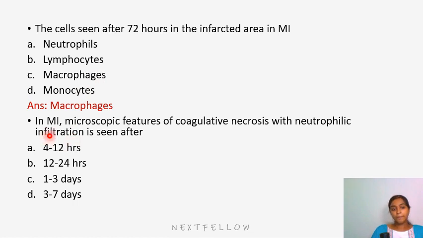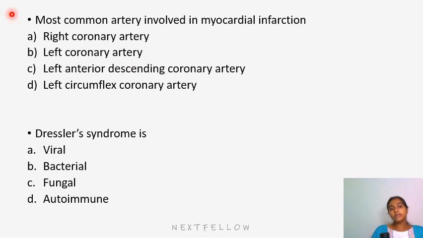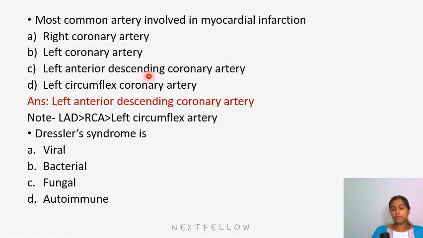Next question, in MI, the microscopic feature of coagulative necrosis with neutrophilic infiltration is seen within 1 to 3 days. Next question, the earliest microscopic change in MI is waviness of the fibers. Next question, troponin T is a marker of, we have already discussed, ischemic heart disease, that is MI. Next, the most common artery involved in myocardial infarction is the left anterior descending artery. The first artery to be involved in MI will be the left anterior descending, followed by the right coronary artery, followed by the left circumflex artery.